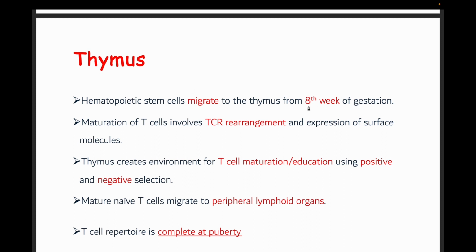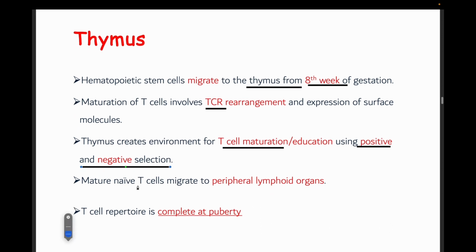First of all, during the 8th week of gestation, the hematopoietic stem cell, whose source is the bone marrow, migrates to the thymus. The maturation of the T cells involves the TCR rearrangement in order to form the TCR receptor and exposure of surface molecules, which are CD4 positive and CD8 positive. The thymus creates an environment for T cell maturation and education using positive and negative selection.